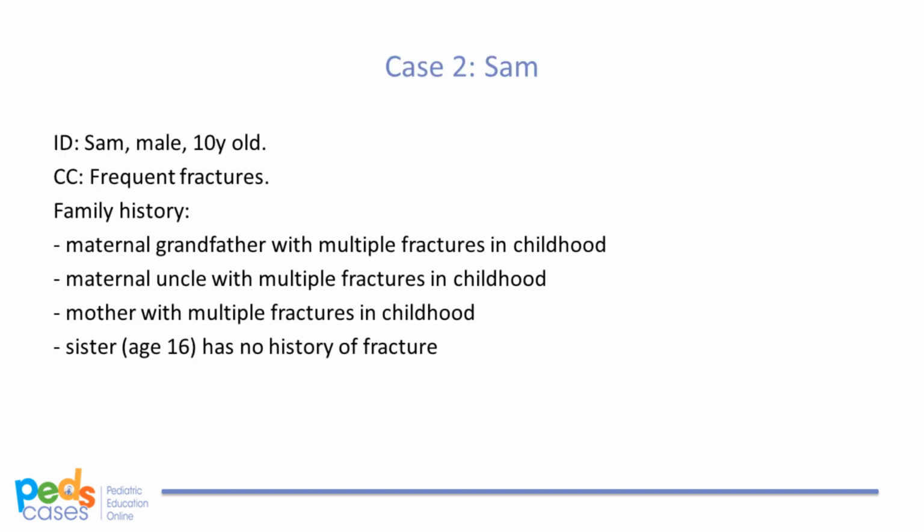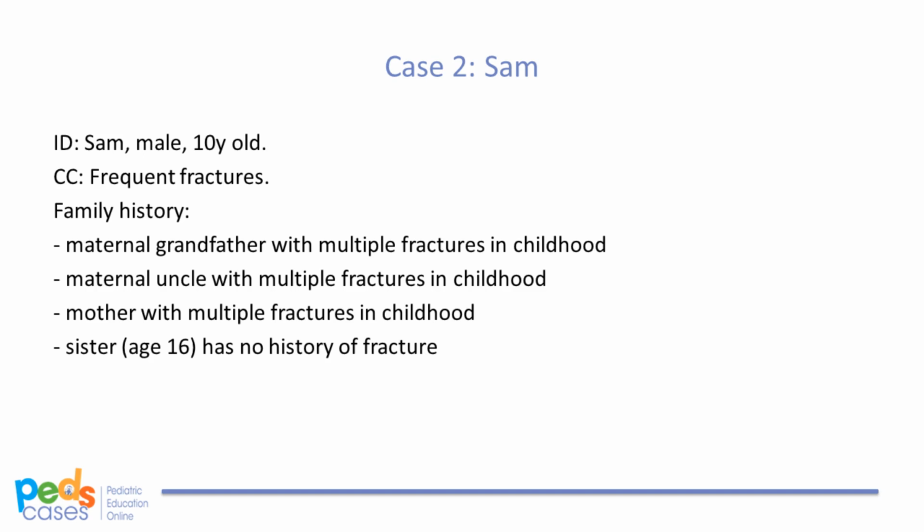In the next case, you're meeting a 10-year-old boy named Sam, accompanied by his mother. Sam has sustained 3 fractures on separate occasions within the past year. Most recently, he was witnessed tripping during school recess, which resulted in a fracture to his right femur. There's no suspicion of child abuse.